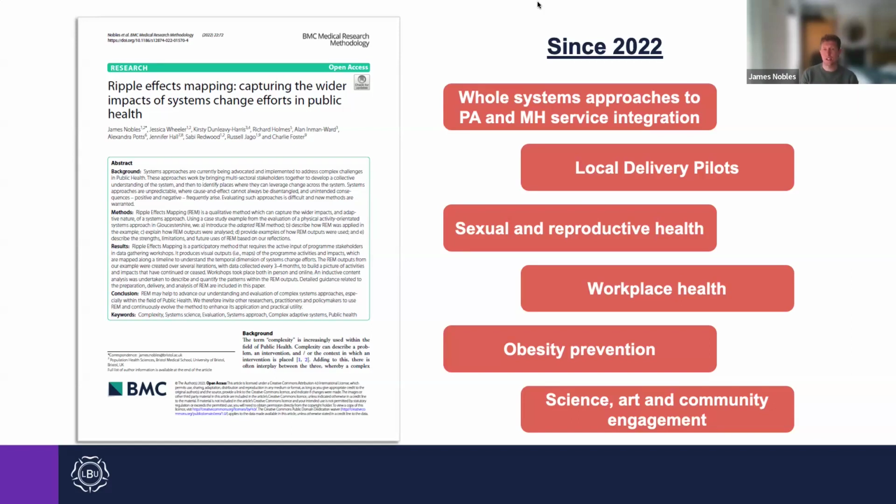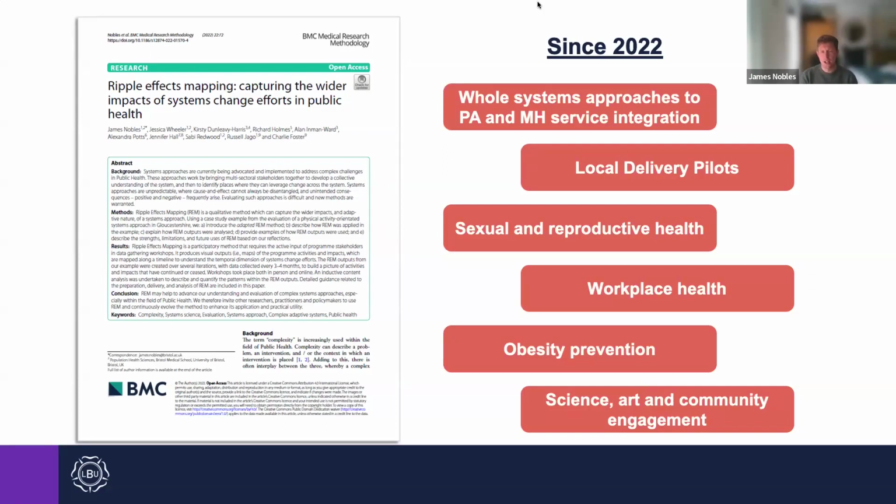So it's been applied to help understand whole systems approaches in the physical activity, in the integration of physical activity and mental health services, in the evaluation of these really big, what are referred to as local delivery pilots, which are funded by Sport England. So they're place-based systems approaches that are trying to increase the levels of physical activity amongst local communities.